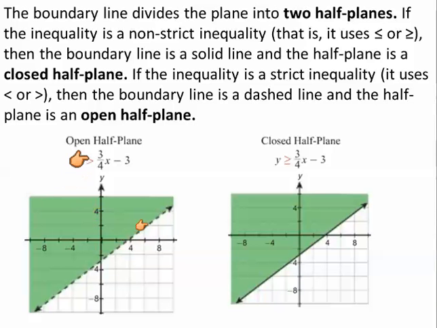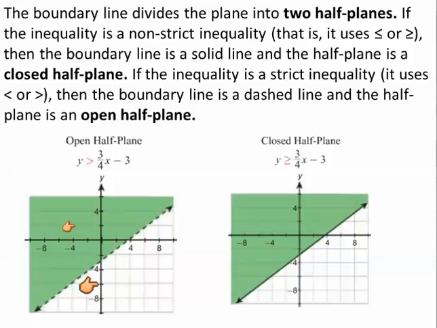And what have we done? If it is truly a less than sign, we make it a dash line because we can't really pick numbers that are on that line. If it's a less than or equal to, then we can pick numbers that are on that line and we make it a solid line. And then we have to decide which half of the plane we're going to shade. And you can see up here they've shaded this half green because this side is where all the correct values are.